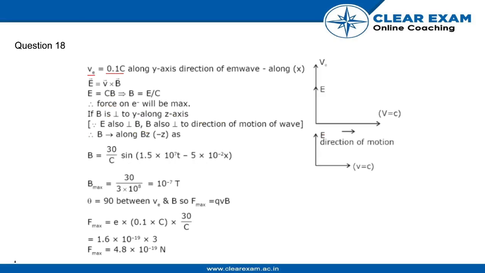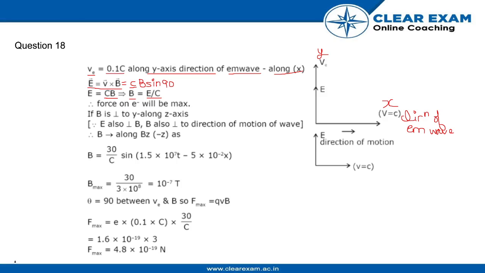Given v is 0.1 c along the y-axis, and the direction of the EM wave is along the x-axis. For the EM wave, E is equal to v cross B, which is equal to cB, or B is equal to E by c.